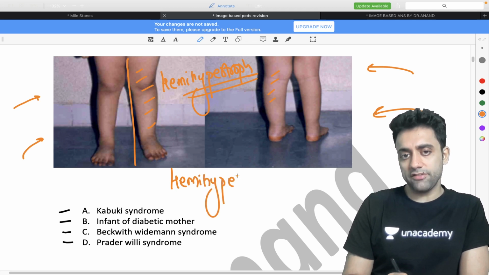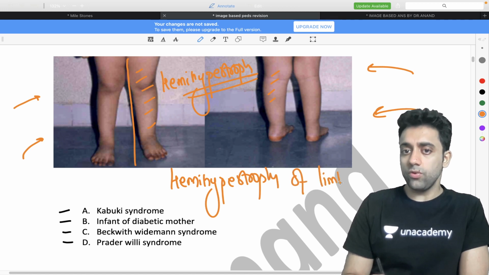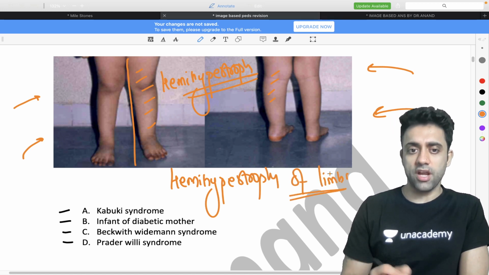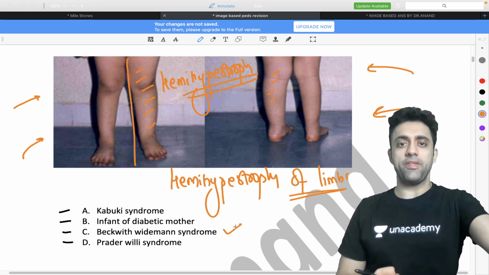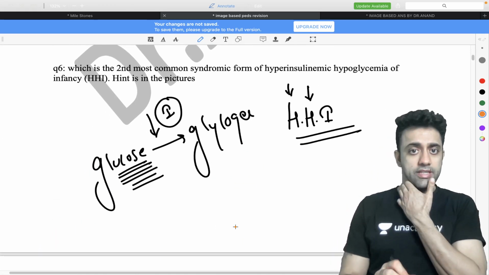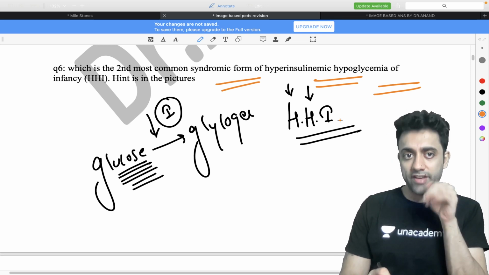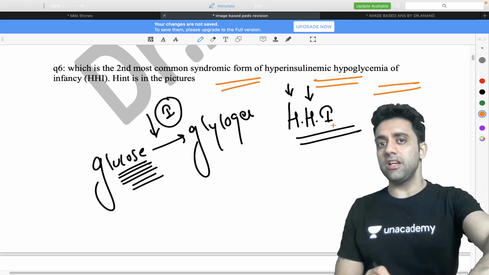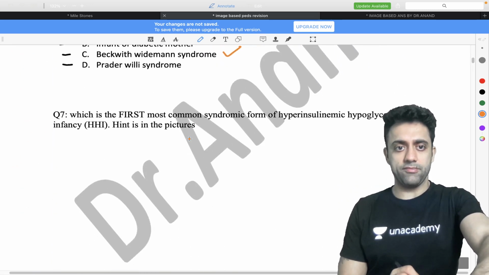In that way also you can connect nicely. Hemihypertrophy of limbs is seen in which condition in general? It is seen in Beckwith-Wiedemann syndrome. That is why the best answer, for the second most common syndromic form of hyperinsulinemic hypoglycemia of infancy, is Beckwith-Wiedemann syndrome.